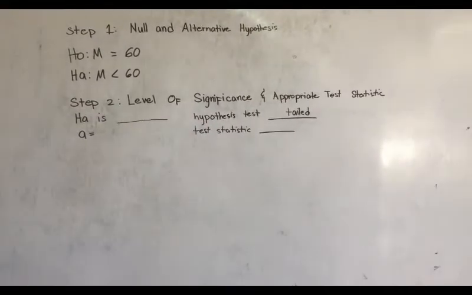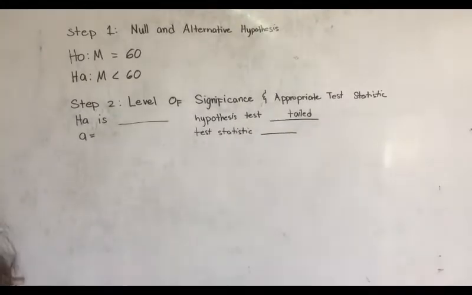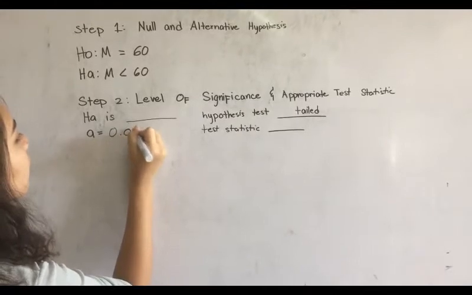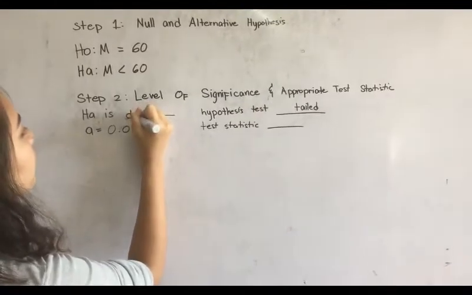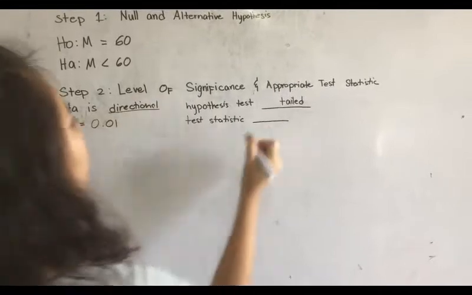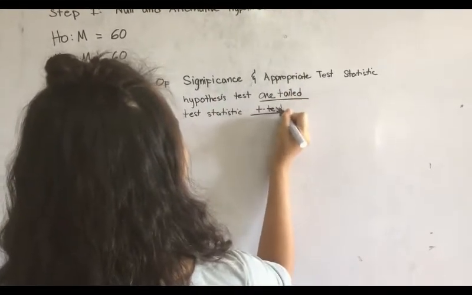Step 2. Level of significance and appropriate test statistic. Level of significance, alpha equals 0.01. HA is directional. Hypothesis test is one-tailed. The appropriate test statistic is t-test.